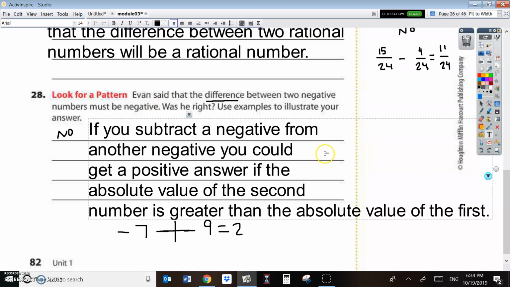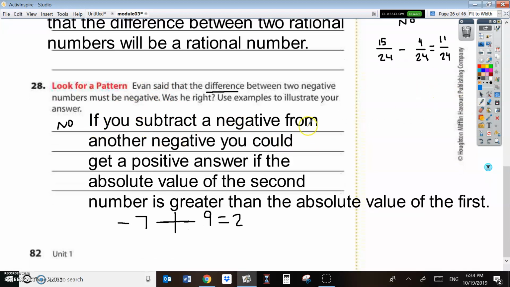Okay, so think about this explanation. If you subtract a negative from another negative, that's what we did. We had negative 7 and we subtracted negative 9, but we knew that subtracting made it positive. That gave us a positive difference because the absolute value of 9 is greater than the absolute value of 7. So that made it a positive answer.